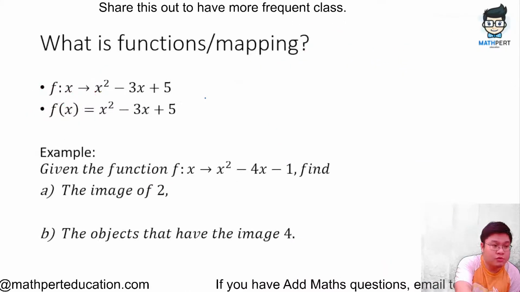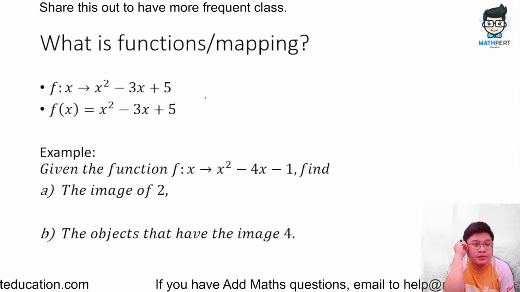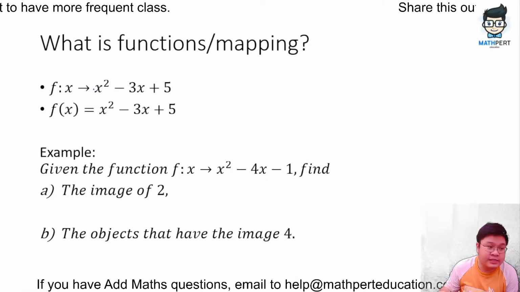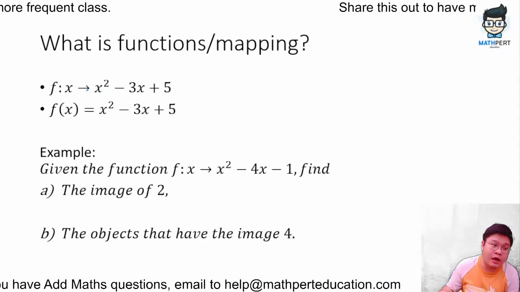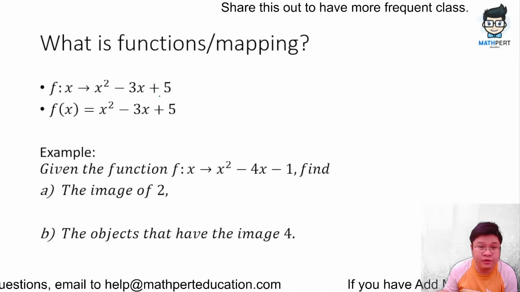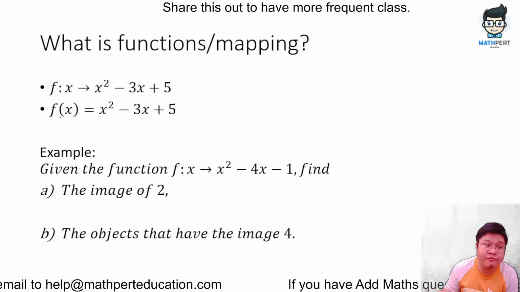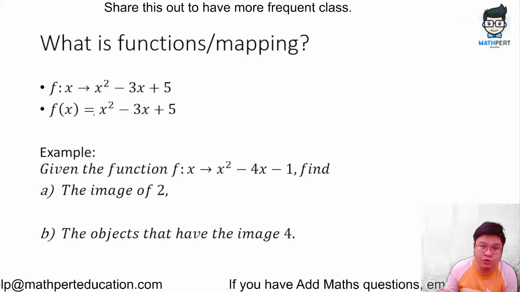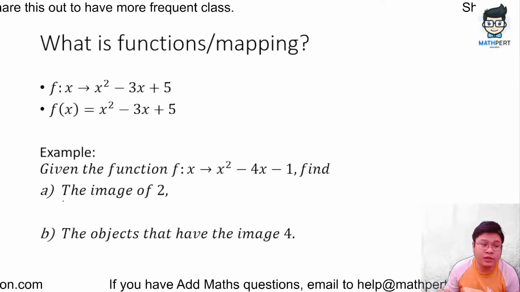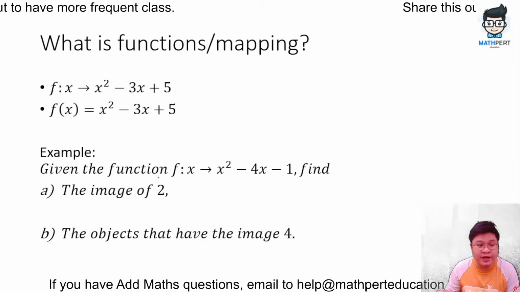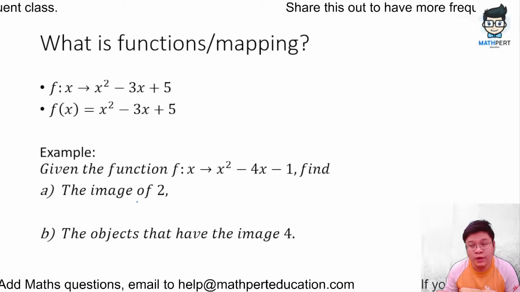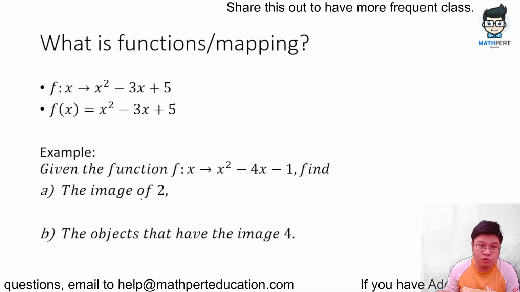So what is function and what is mapping? Take a look at this. f: x maps to x squared minus 3x plus 5, which can be written as f(x) equals x squared minus 3x plus 5. Alright, take a look at this example. Given that the function is this, find the image of 2. So what is the image of 2?